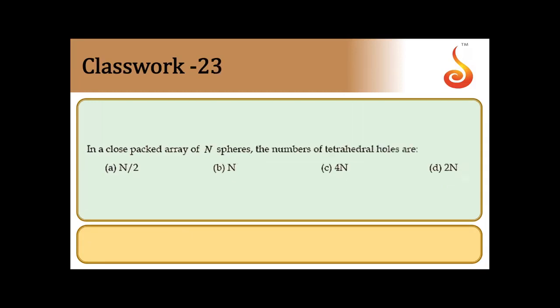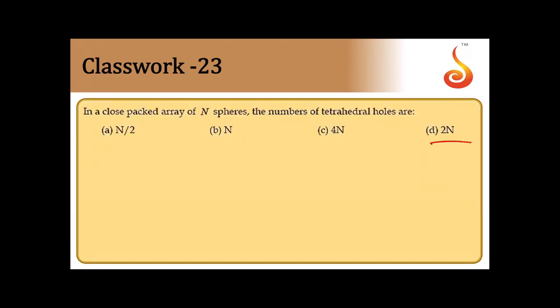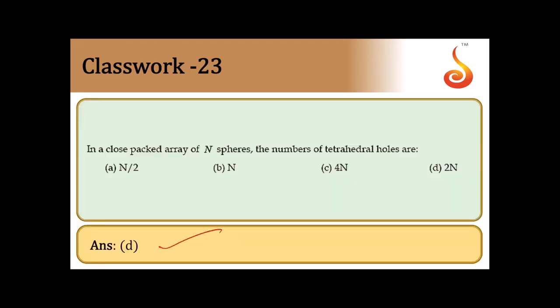Next one, 23rd one now. In a closed packed array of n spheres, the number of tetrahedral voids are. So it will be double the number of spheres. The answer is 2n. 2n is the answer. D.